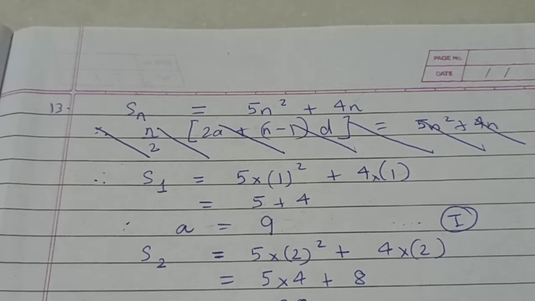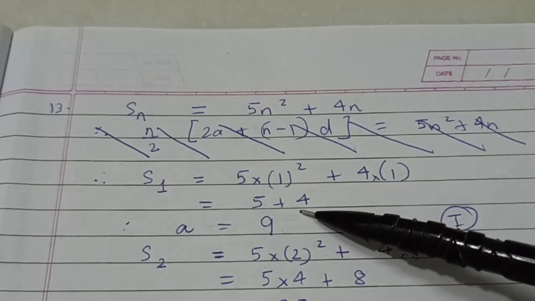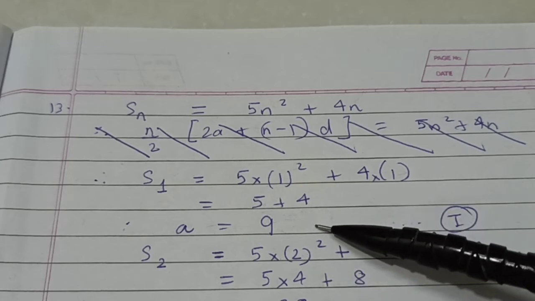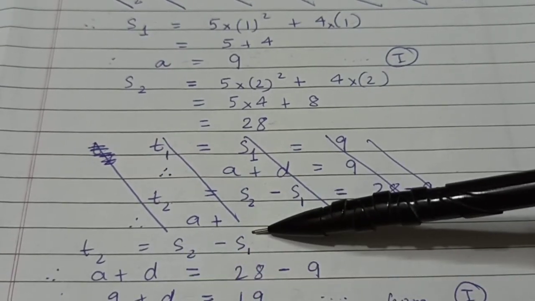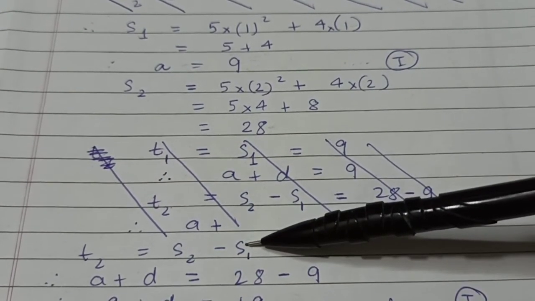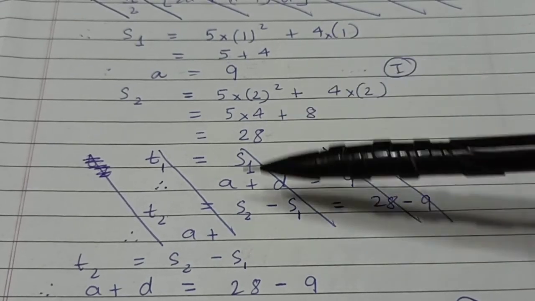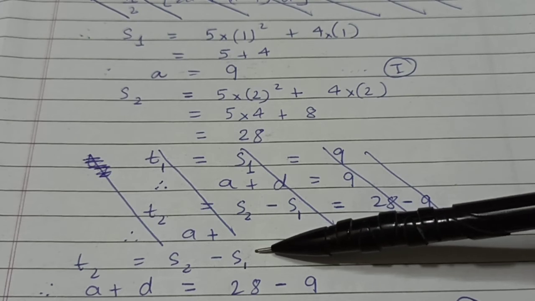Now if the sum of the first term, that is the first term itself, is 9 and the sum of the first two terms is 28, can you tell me what is the second term? Won't it be 28 minus 9, which is 19? So that's how I get the second term, S2 minus S1, which is 19. So the first term is 9, second term is 19. So that's how I got my first and second term.